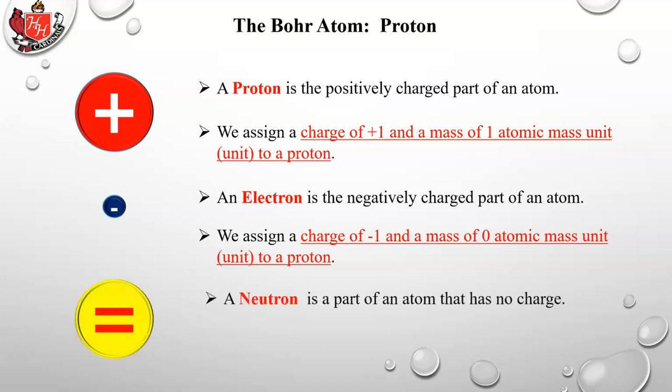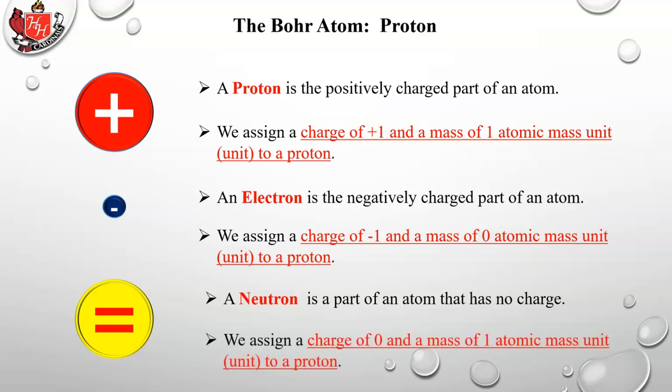And finally, a neutron is neutral. It has no charge, so we assign it a charge of 0, but it does have a mass of 1 atomic mass unit, the same as a proton. And using these simple approximations for mass and charge, it's good enough. We can do all the chemistry we need to do using those numbers.